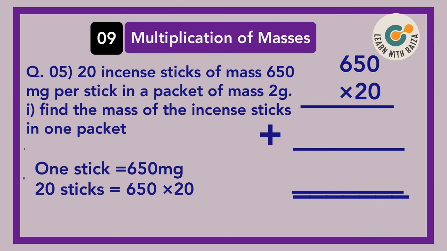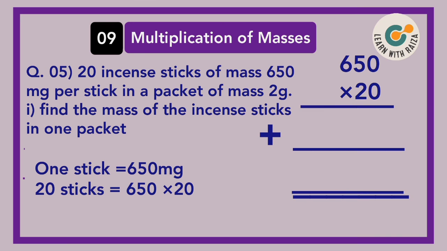Question number 5. 20 incense sticks of mass 650 milligram per stick in a packet of mass 2 gram. Yes, now 20 incense sticks are there. The mass is 650 milligram per stick and the packet is 2 grams. So find the mass of incense sticks in one packet. So one stick is 650 milligram. 20 sticks are there in one packet. So you have to find what is the total mass. So we have to multiply.